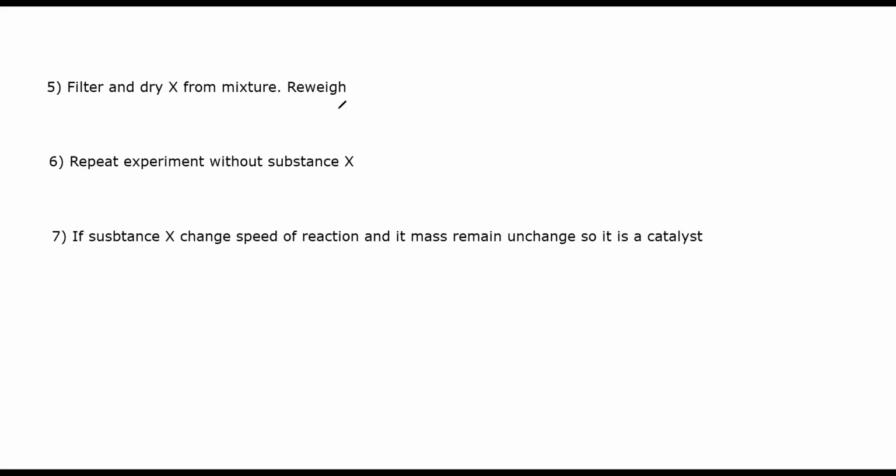So this is a common experiment. You will find it is repeated many times in different manners. For example, if they say plan an experiment to show manganese(IV) oxide is a catalyst, copper oxide is a catalyst, copper is a catalyst. So only in place of X, that's why I use this term X, you will just change the compound.